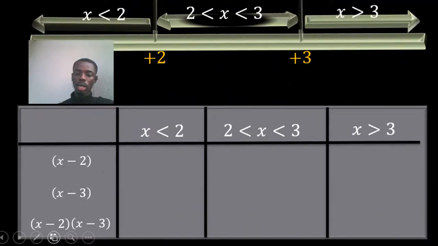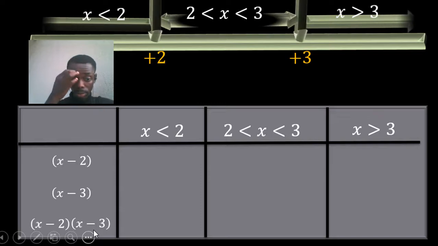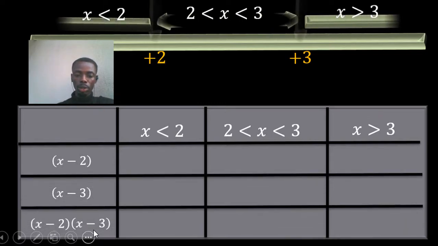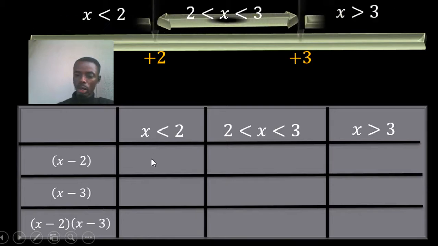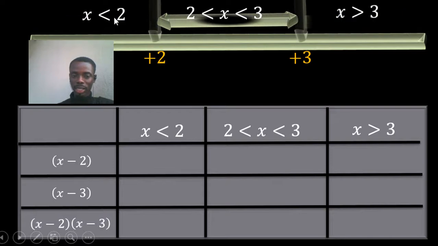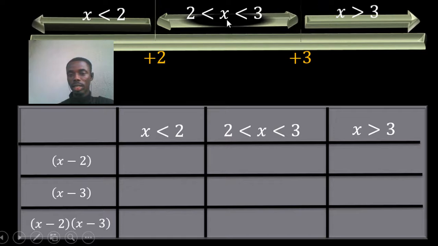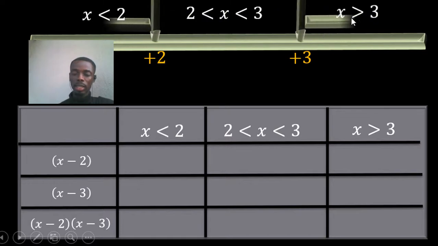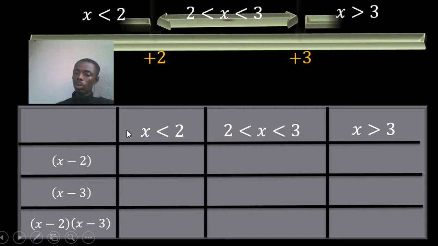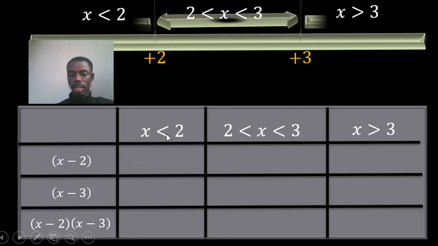Okay, now with that done, let's complete our tabulation. So what are we going to do now? I believe you understand how we got all this. x is less than 2, 2 less than x less than 3, and here x is greater than 3. Now, what do I want to do here? Let's consider the range of values under x is less than 2. So what do you think are the values that fall under this range?